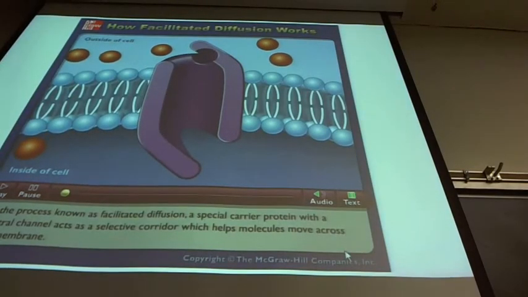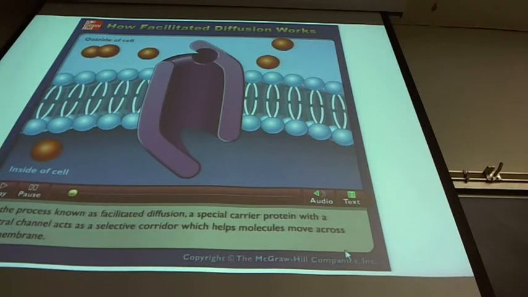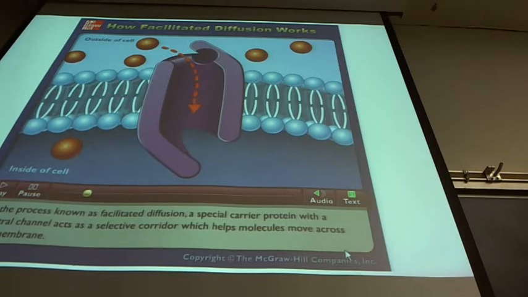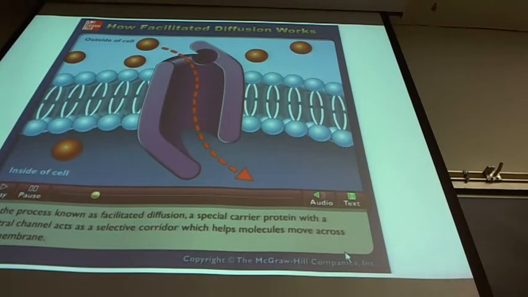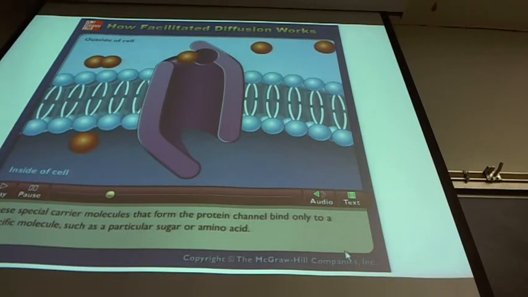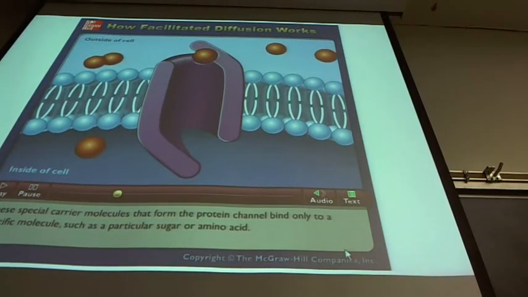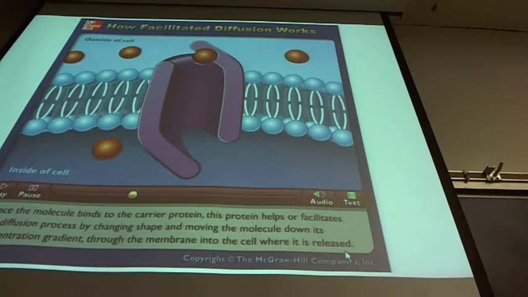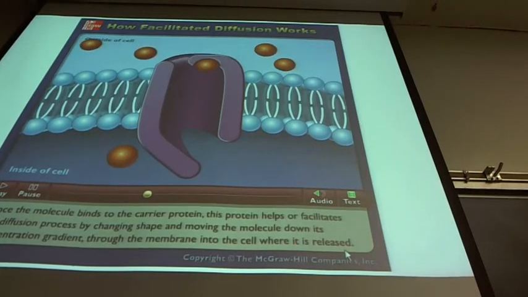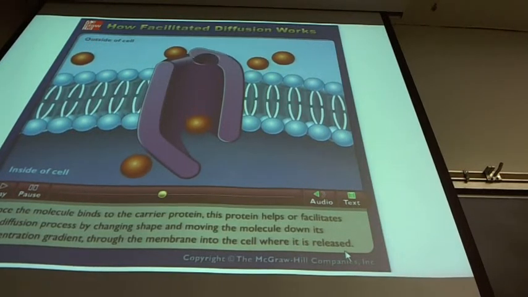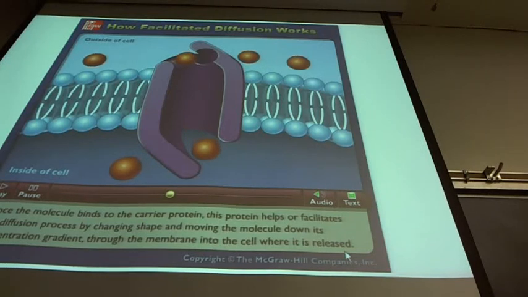In the process known as facilitated diffusion, a special carrier protein with a central channel acts as a selective corridor, which helps molecules move across the membrane. These special carrier molecules that form the protein channel bind only to a specific molecule, such as a particular sugar or amino acid. Once the molecule binds to the carrier protein, this protein helps or facilitates the diffusion process by changing shape and moving the molecule down its concentration gradient through the membrane into the cell where it is released.